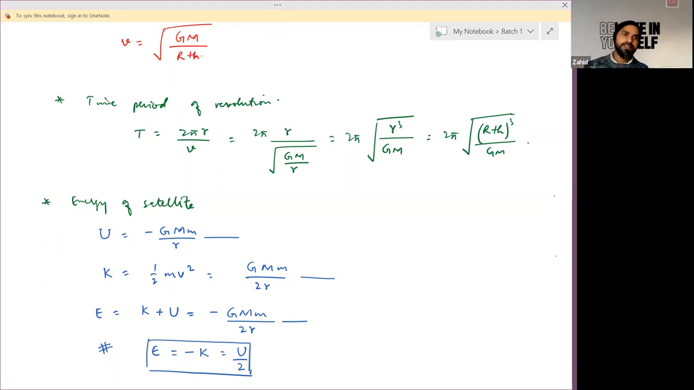There will be a question related to this energy. They will ask you, what is the significance of this negative energy? This negative signifies that the satellite is bounded to the gravitational pull of Earth. So this is also called binding energy.